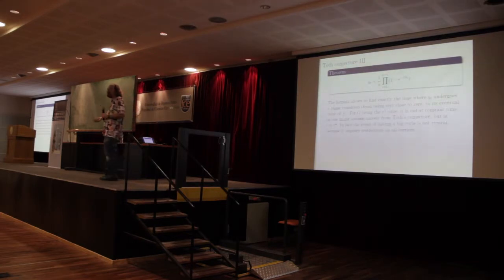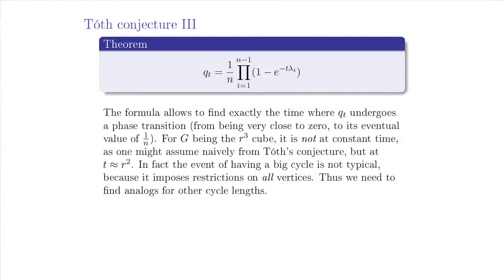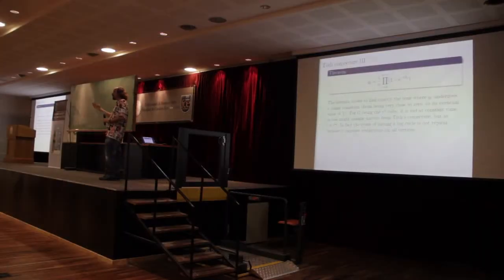Being one enormous cycle is not something typical. It requires everyone to move. Right? So in particular, we have to touch everyone, which just by this fact immediately shows that it cannot happen at constant time. So having a cycle of length n half is much more flexible.